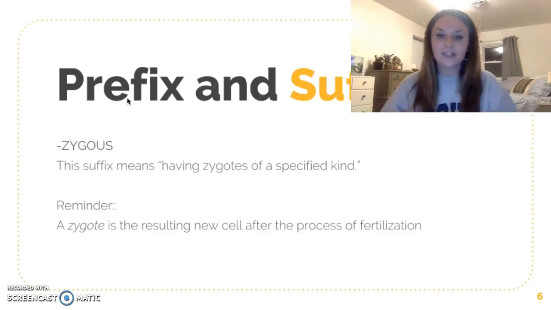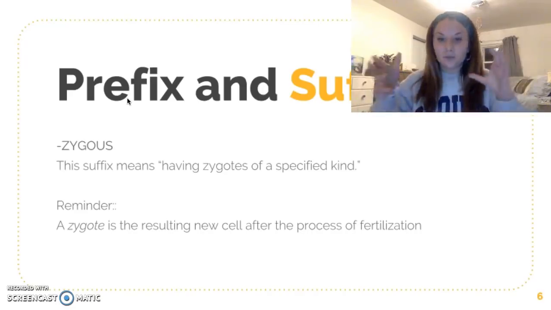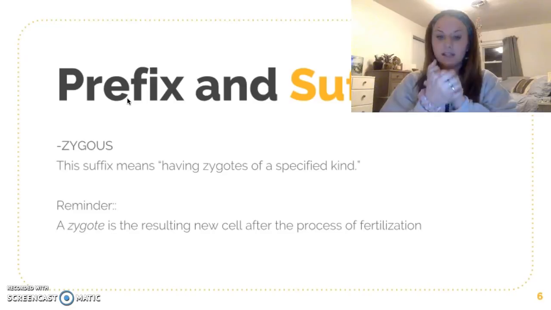And the word zygote and the suffix zygous are very similar. So you should probably remember that when those two things come together, what that is called is a zygote.